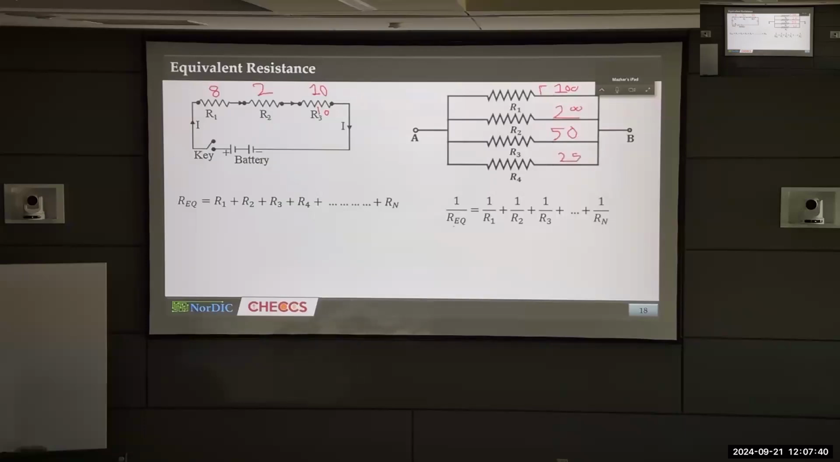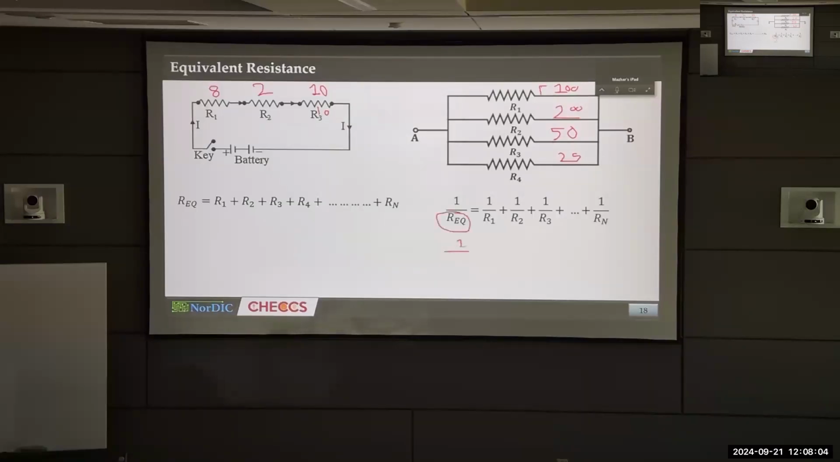Yeah. 375. 375 for this one? Yeah. Okay, anyone else? For the one on the right, how did you get to that? Didn't you say we're supposed to add them? No, we didn't say that. Yeah, think about it. You need the value of Req, okay?